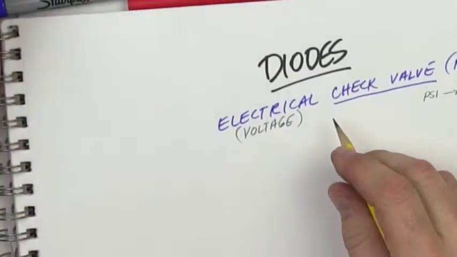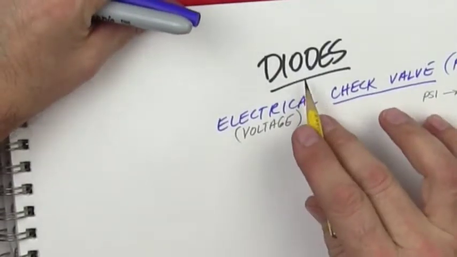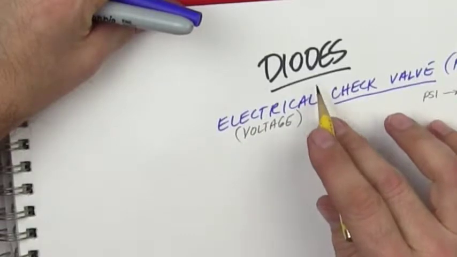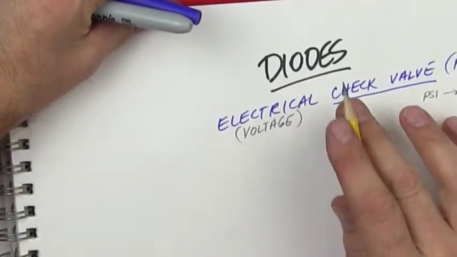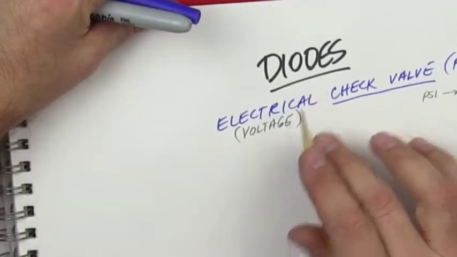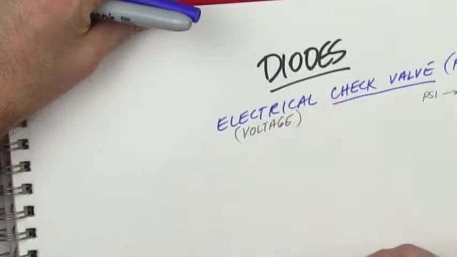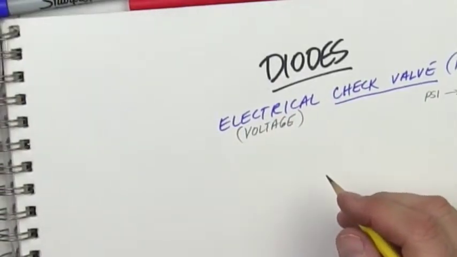So the thing you have to remember is that even though a diode allows flow, diodes are pressure devices. They operate on voltage. They don't operate on current. A change in voltage, a pressure differential, a difference in voltage is going to make the diode work.